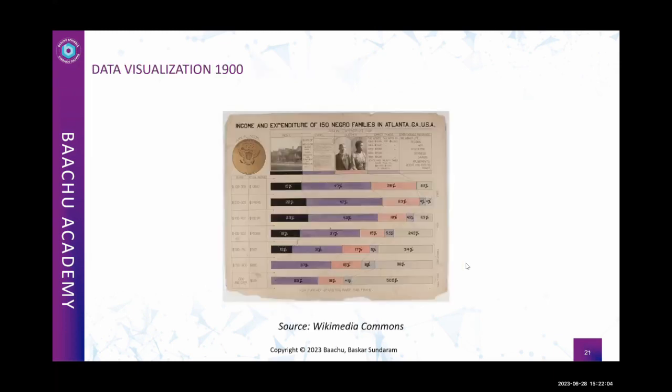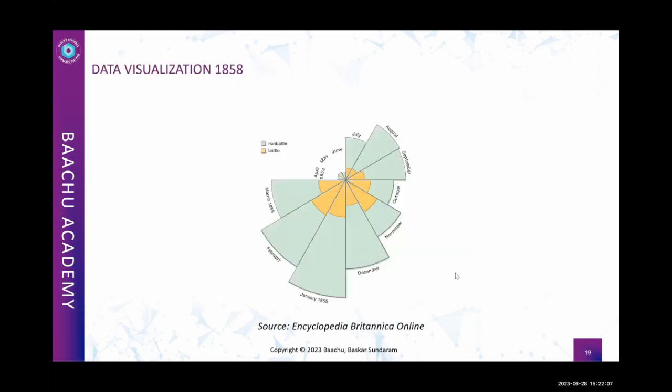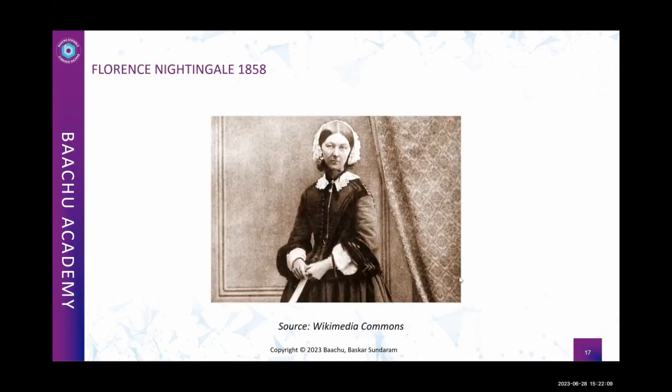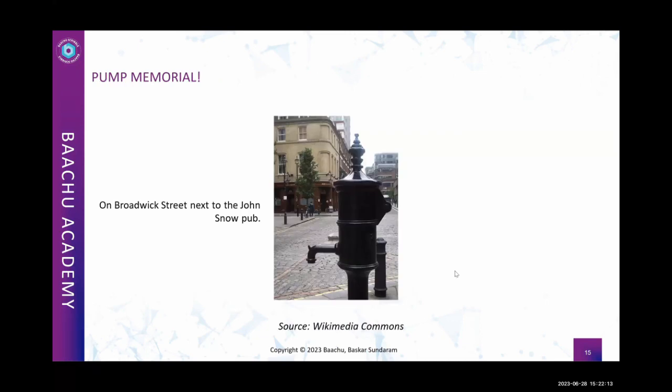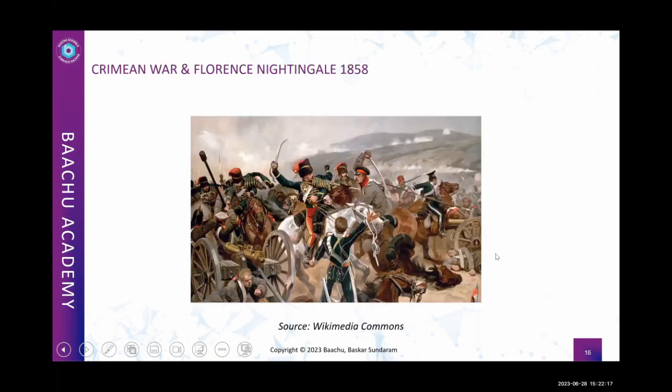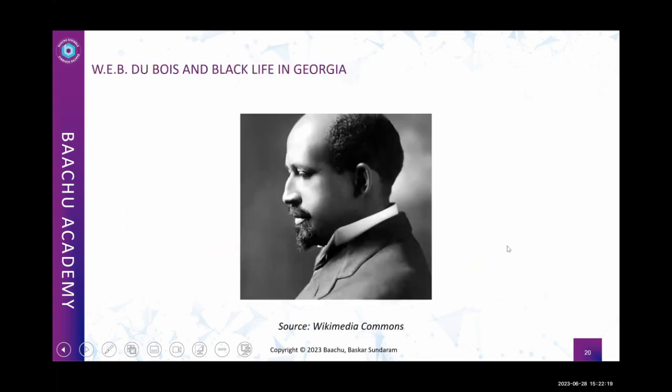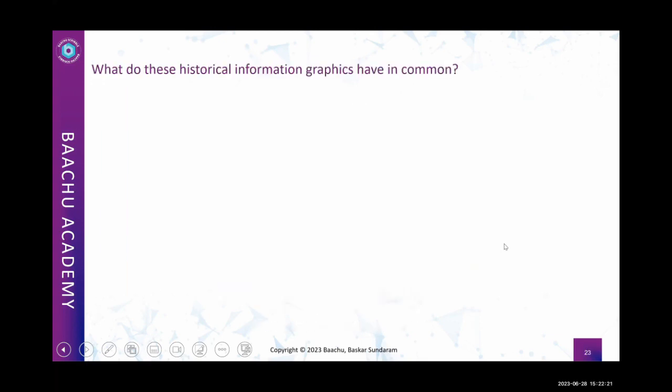This is Dubois, and this is Nightingale, and this is John Snow. What do you think they have in common? Anyone? Just right. What do you think this historical information has in common?